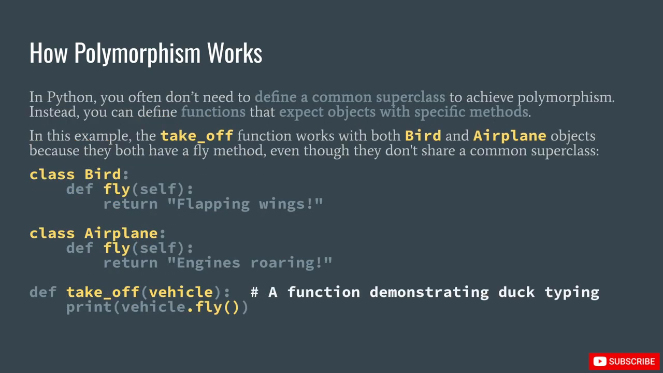In Python, achieving polymorphism often doesn't require a common superclass. Instead, we can define functions that expect objects with specific methods. In this example, when we call takeoff with either a bird or an airplane, it will invoke the respective fly method. This demonstrates duck typing in action, allowing us to work with different object types as long as they provide the expected method.